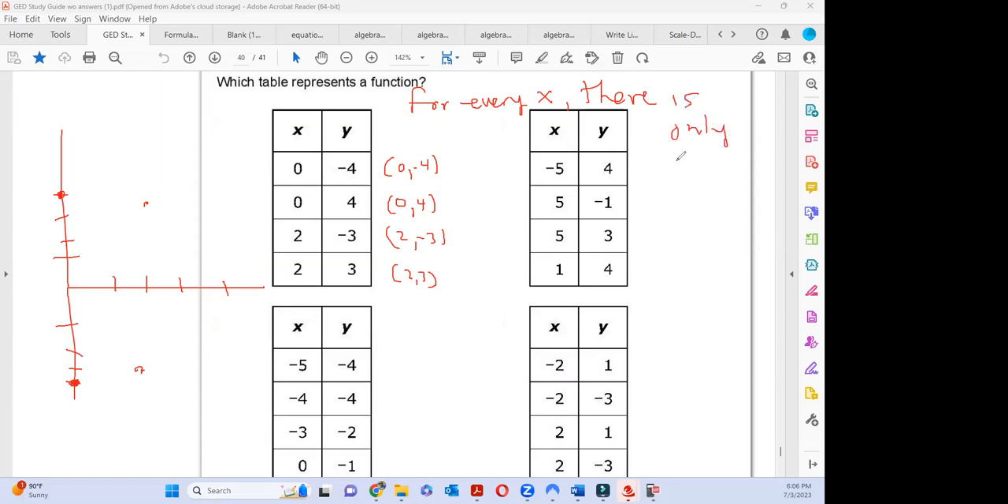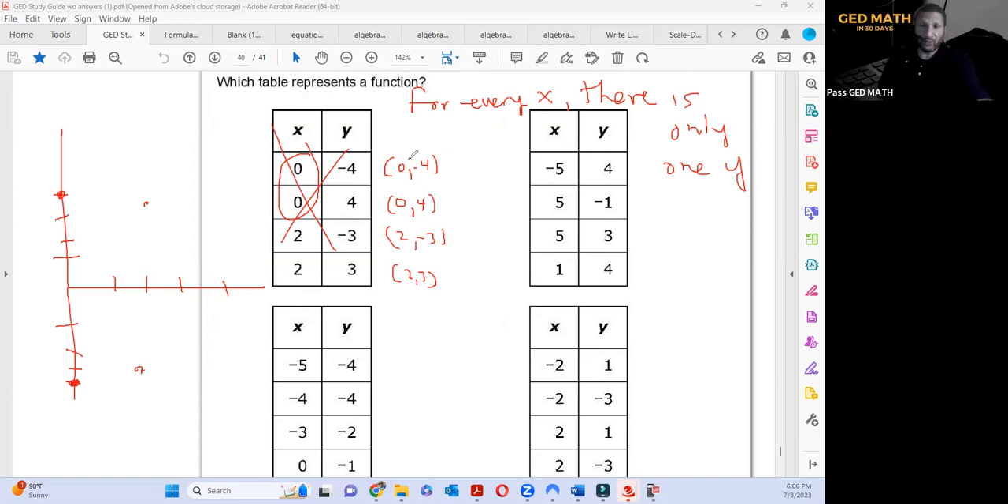Basically, your x's can't repeat. So here, my x's repeat. This is not a function. If it was written as points, the x's are the same, but the y's are different, not a function. Again, same x, different y's, not a function. Same x's, different y's, not a function.